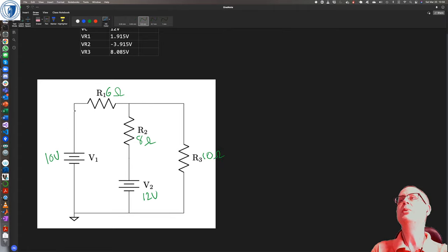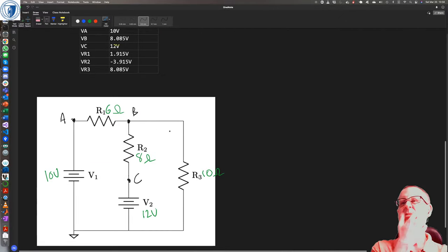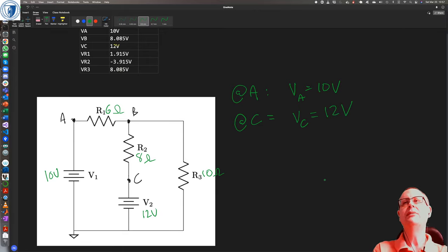And then our nodes, that's at A, that's at B, I think that's the right way around that we did before, A, B, and C, looks good. So then nodal analysis, right? So at A, we can write down directly, just like we did earlier, that the voltage at A is 10 volts. And I'm just going to skip ahead to C. And again, we can write down the voltage at C is just 12 volts. No different from the reasons we wrote it down like that before.